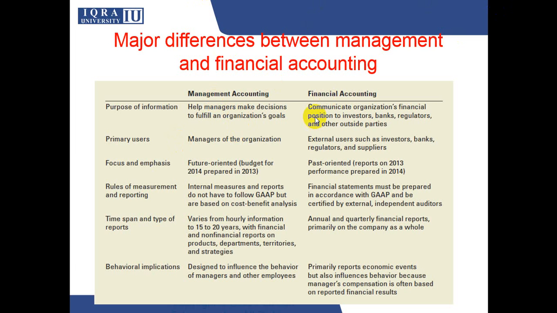In financial accounting, the purpose is to communicate the organization's financial position to investors, banks, regulators, and other outside parties. Primary user: the manager of the organization, because in management accounting, the manager has to take decisions. So the primary user of this accounting is the manager. In financial accounting, the users are external, such as investors, banks, regulators, and suppliers. These are all external users.